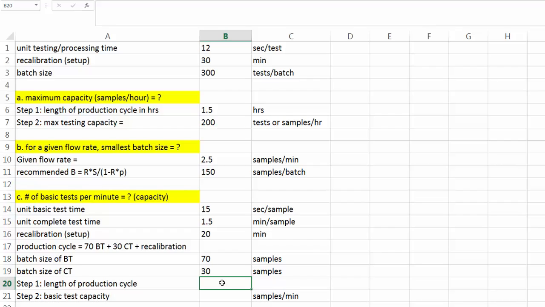It's equal to setup time of 20 minutes plus production time or processing time of basic tests, 70 times 15 seconds per sample, and we would like to convert that into minutes. Lastly, the production time or processing time for complete tests. We want to test 30 samples in one batch, and each takes 1.5 minutes. Return. The length of the production cycle in this case is 82.5 minutes.